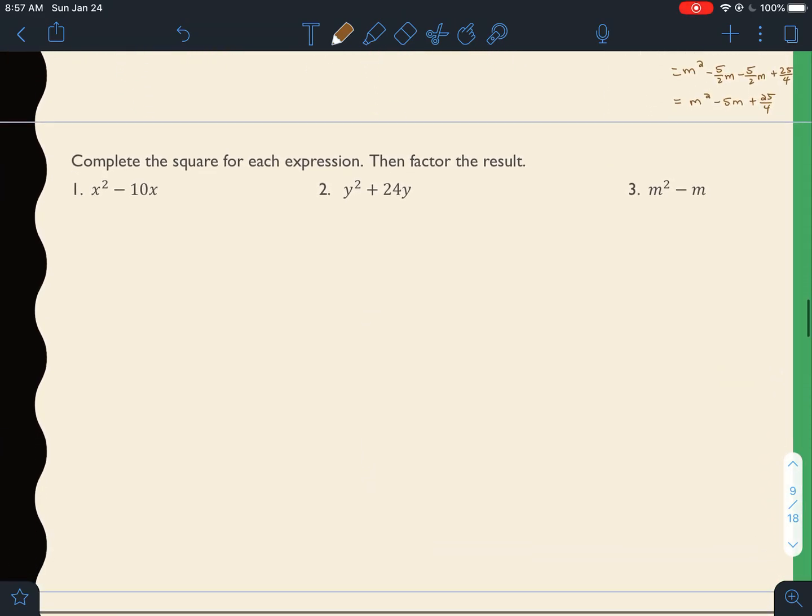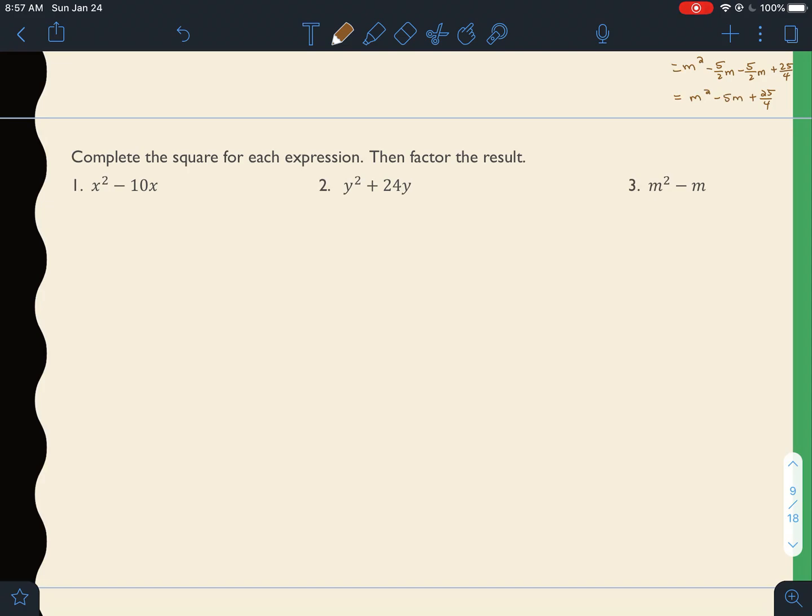All right, why don't you pause the video and try to complete the square for each of these expressions: x squared minus 10x, y squared plus 24y, and m squared minus 1m.